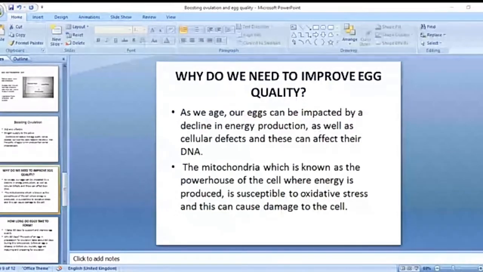If you notice, when you're younger, you have this energy. You can do so many things when you're younger. But as you age, your ability to do those things declines due to a decline in cell energy as a result of environmental factors.